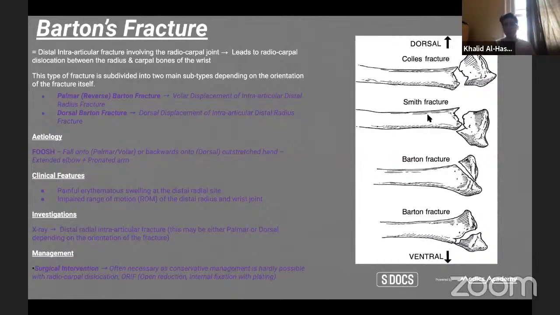The management: it is very difficult for us to be able to do conservative management. Usually we have to opt for surgical because it's hard to carry out conservative fixation with the radiocarpal dislocation. Therefore, ORIF is what we tend to opt for.